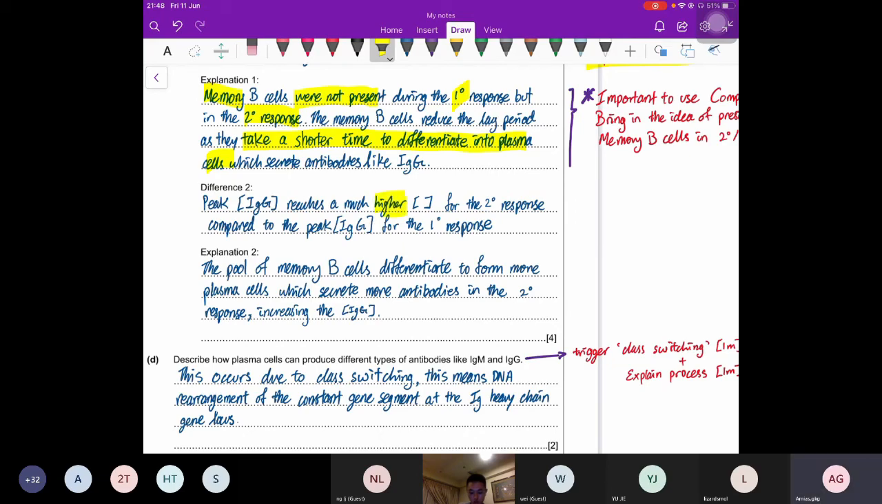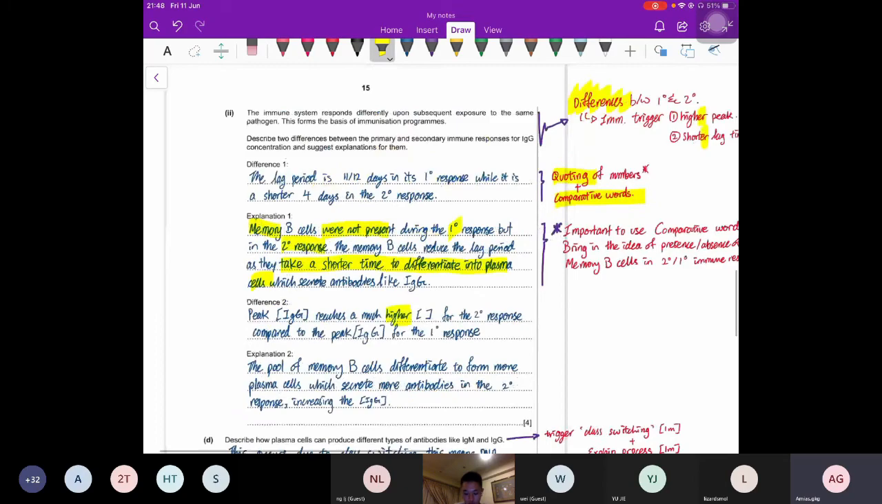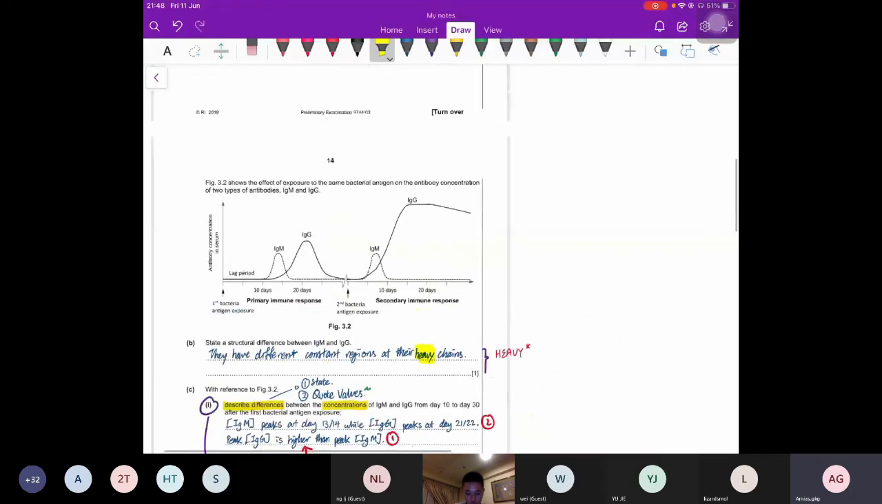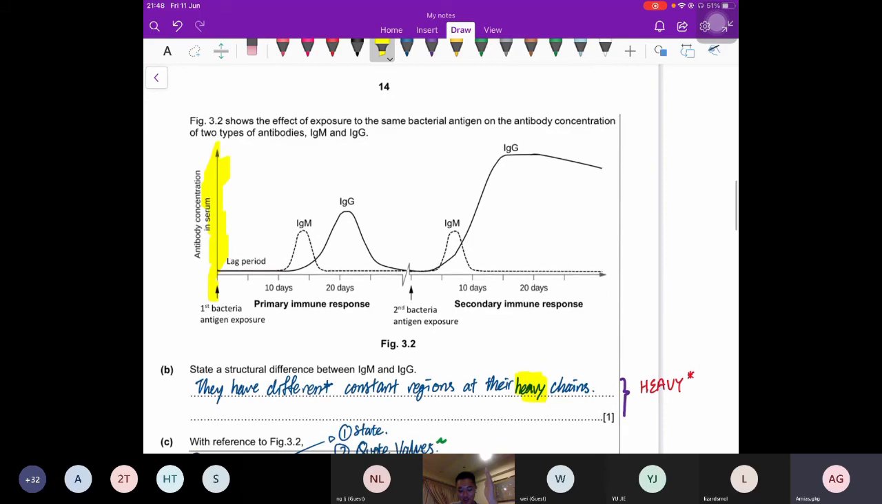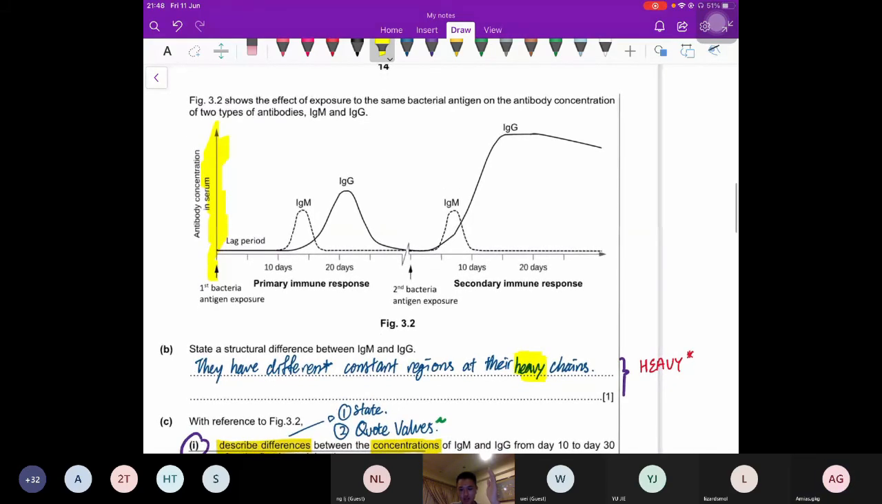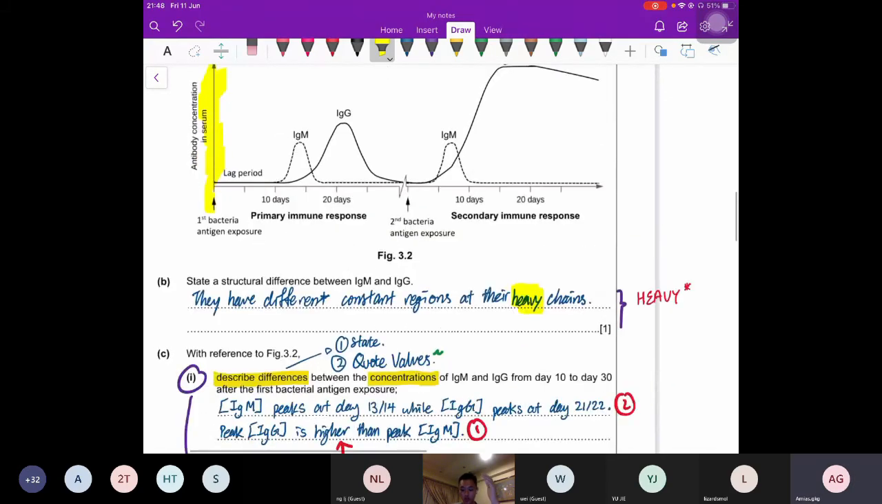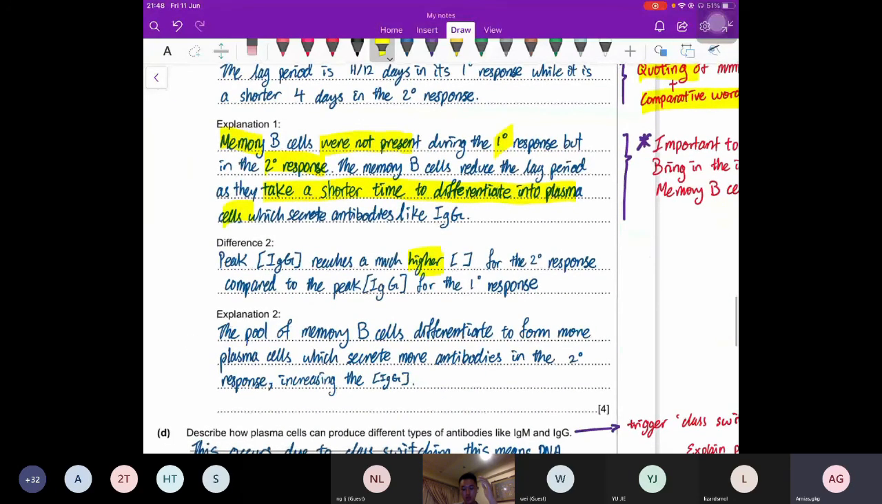Some of you might ask, why am I not quoting the numbers? Because if you look at the graph, no numbers were given on the, I want to say y-axis. Is this the y-axis? I have completely forgotten, but it's the vertical axis, okay? So the vertical axis has no numbers. So then you can't quote, so it's okay. They don't expect you to quote, of course. So you just write the comparative word higher.